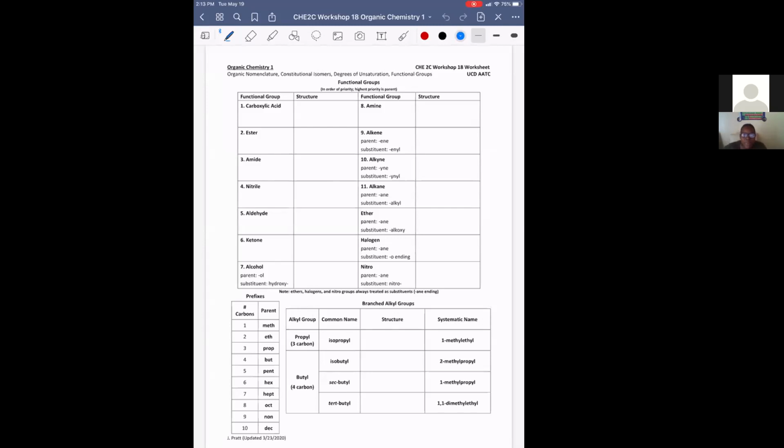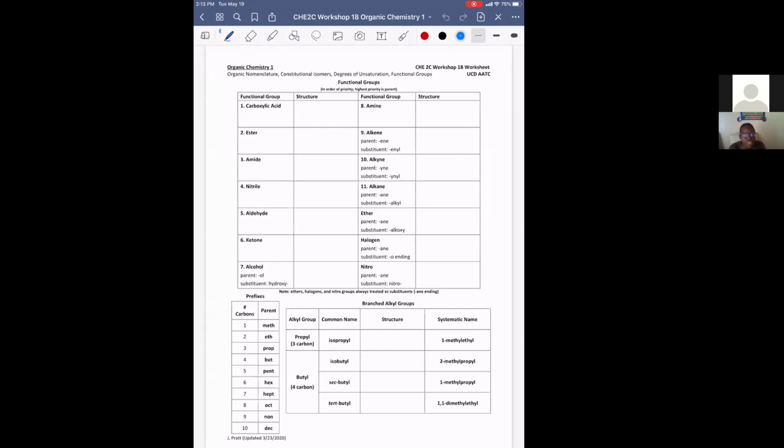So it says workshop 18, but this is not our 18th workshop. We still have a few more to go. We're adjusting the order of our workshops because a majority of your professors have decided to do organic chemistry first and then save nuclear chemistry as kind of that last topic. Since a few of them are doing it, I think it will be more convenient to kind of stay on track with what you're doing in lecture.